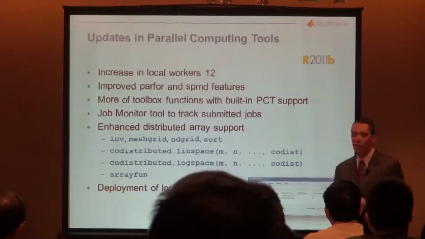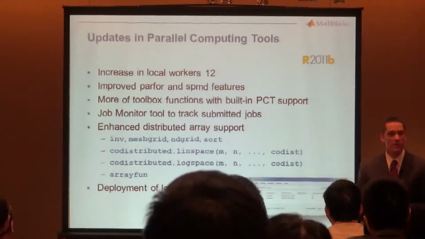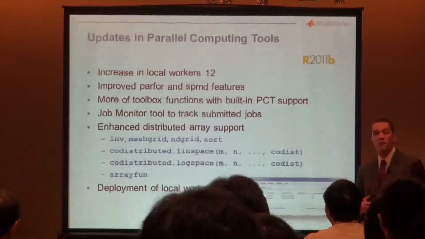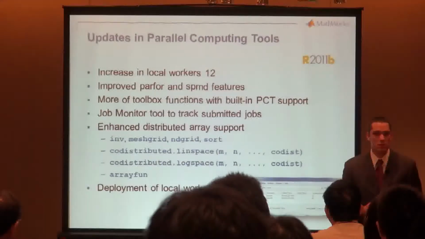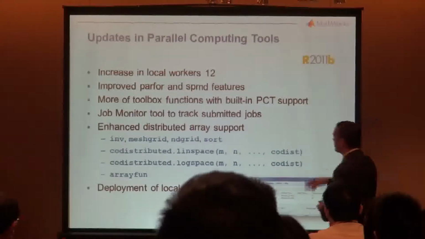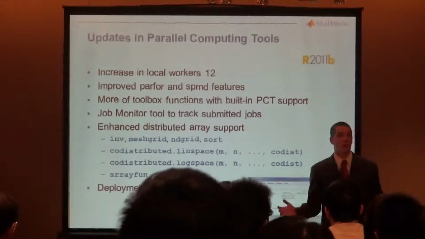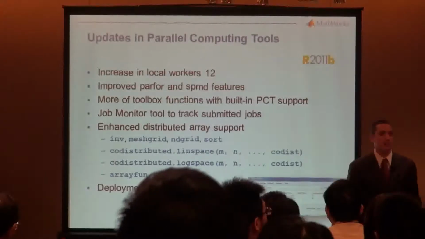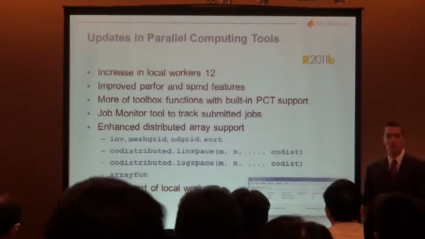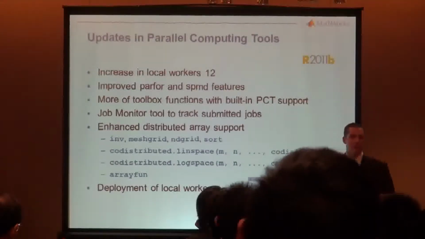Improved PARFOR and SPMD features. We'll actually talk about some of these, but they've been improved. They go faster. More toolbox functions with built-in support. Don't even have to do any reprogramming. Job monitors for when you're dealing with grid. A lot of enhancements for distributed arrays when you're talking about large data that won't fit into the memory of your computer, if you've ever gotten an out-of-memory error. And deployment of local workers. Again, this is an 11B feature.